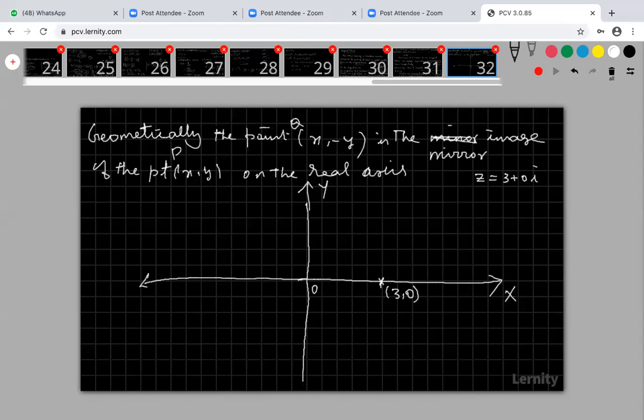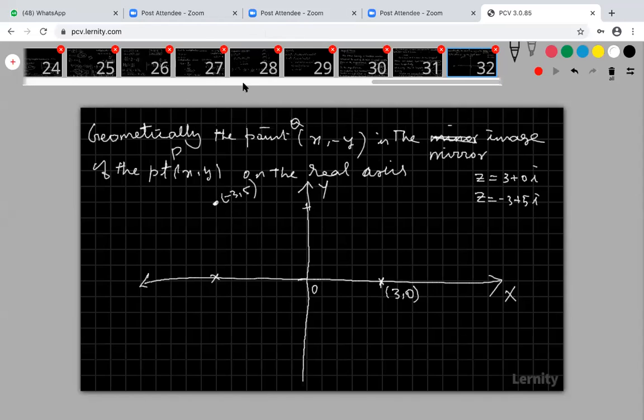Some other point. Somebody is telling minus 3 plus 5i. Minus 3 plus 5i means the point is minus 3 comma 5. So here minus 3, here it may be 5. Therefore this is minus 3 comma 5. This is my complex number. Any other?